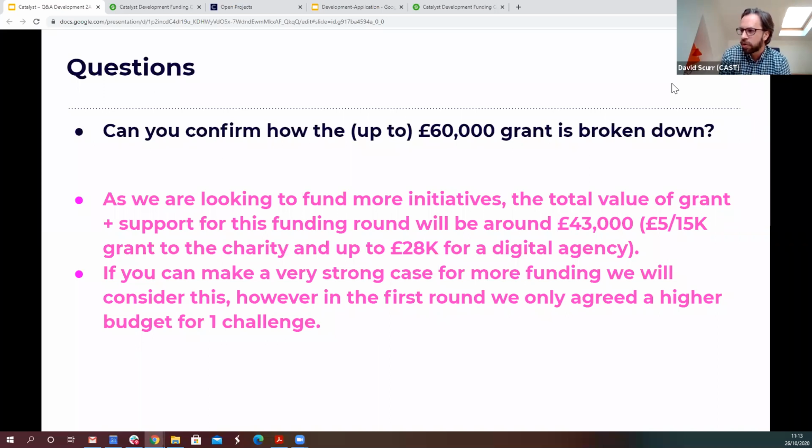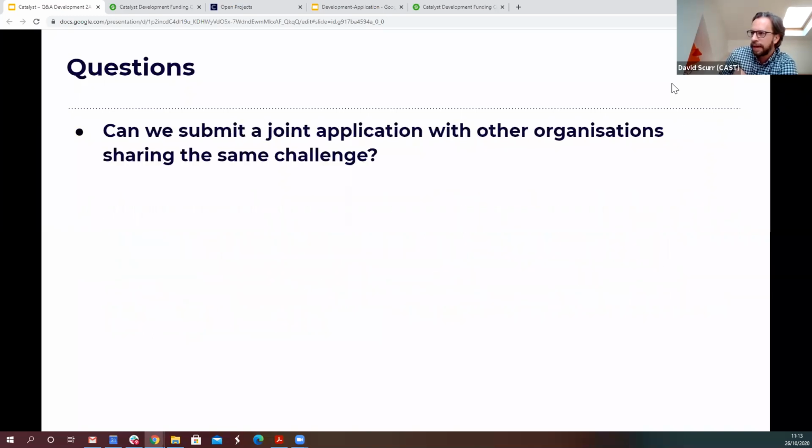If you make a very strong case for more funding, we will of course consider this. However, in the first round, we only agreed a higher budget for one challenge, just so you know, based on the initial criteria and requirement. You can make a case for more funding, we would of course consider this. Hopefully that brings a bit of clarity to these questions around grants and amounts and budgets.